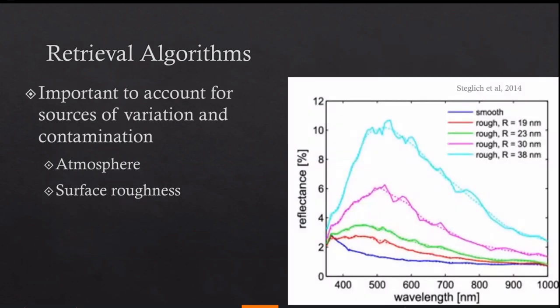So for example, if you have a smooth surface, this might be the signal, and as the roughness increases, the signature, the reflectance in particular wavelengths of the radiation, are different. So we'll have to account for those. Similarly, you'll have to account for chemical properties of the object you are observing, or the temperature, or the presence of different factors that could influence or corrupt your signal.